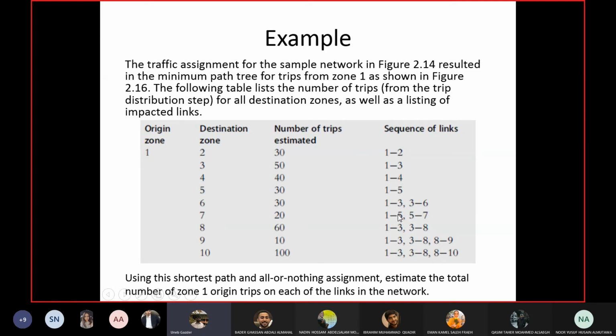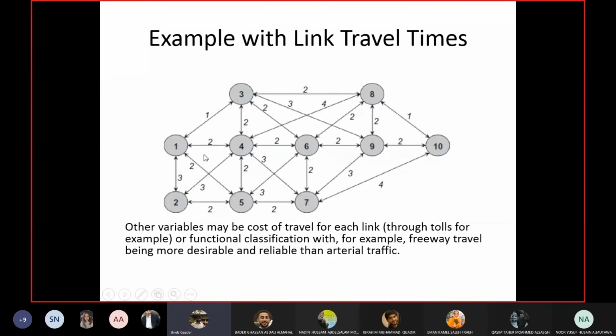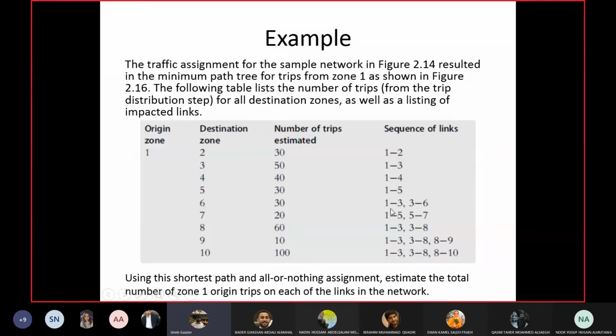Now if you want to go from 1 to 6, then you have to go from 1 to 3 and 3 to 6. Like I said, you can take 1 to 4 and 4 to 6, but 1 to 4 means 2 minutes, 4 to 6 means 2 minutes, total 4 minutes. If you go from 1 to 3 to 6, you will have 1 minute plus 2, so 3 minutes. So again, this is the least cost or least travel time path. This is how they are selecting it. All these 30 trips will come from 1 to 3 and 3 to 6, and all these 20 trips will come from 1 to 5 and 5 to 7.